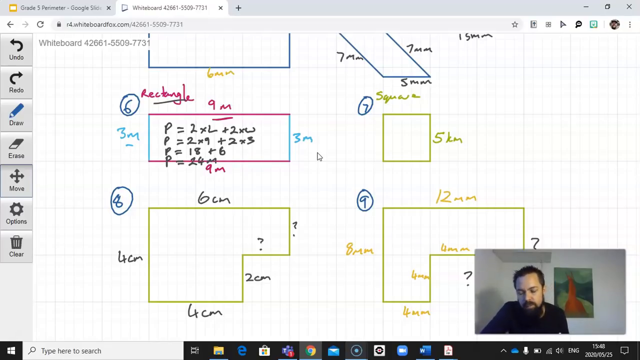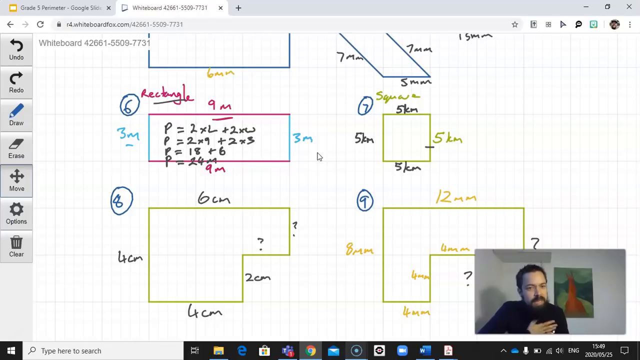Right, so we've got a formula that we can use. I'm really just planting the seed with the formula. What you're doing is you're using clever reasoning to work out the missing sides. What do you know about a square for number 7? Well, seeing as you've done this with me, you should know that a square has all of the sides the same length. So if we have one of the sides being 5 kilometers, then each of the sides is also 5 kilometers.